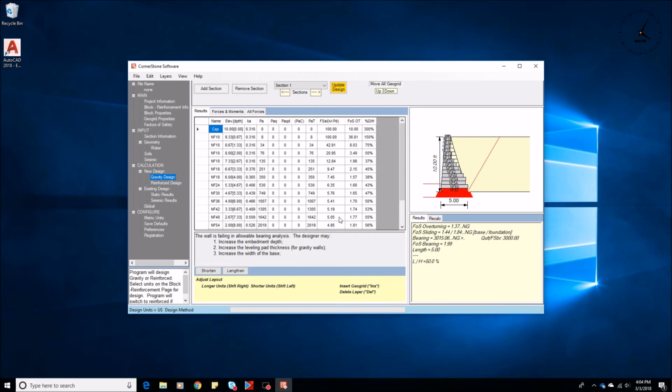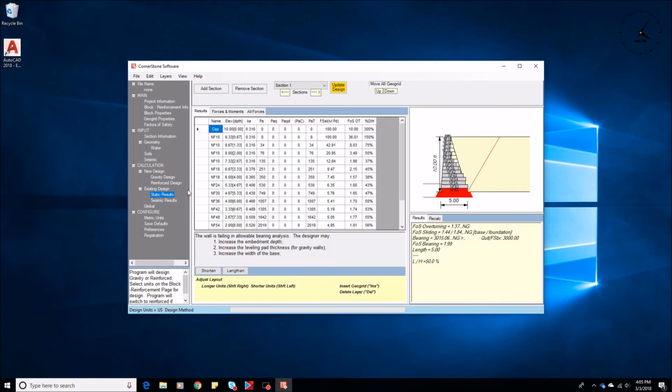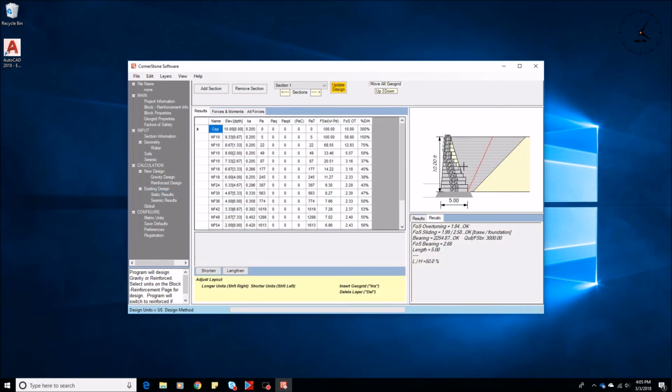A couple of things are happening here. We're failing in overturning. We're also failing in sliding. We're failing in bearing because we've got a lot of moment, a lot of forces trying to turn that wall over. The option we have in soils, we can use a select backfill, and we'll put a good crushed stone in there at 36 degrees. So that fills that zone in there with a crushed stone. If we go to static results and we update it, this is all crushed stone in here.